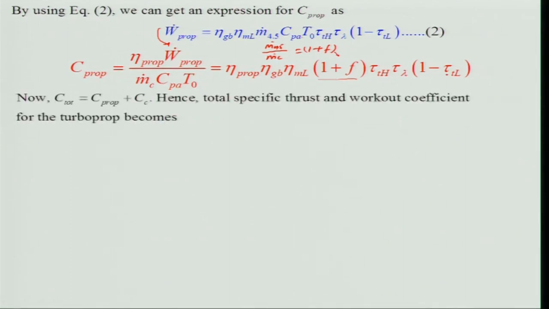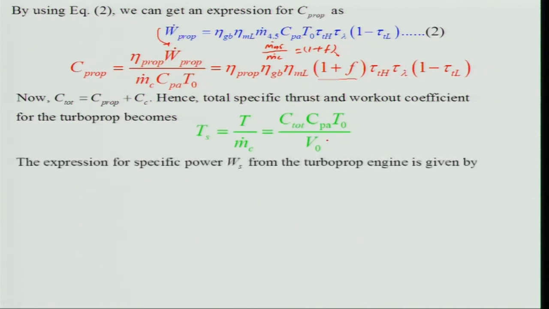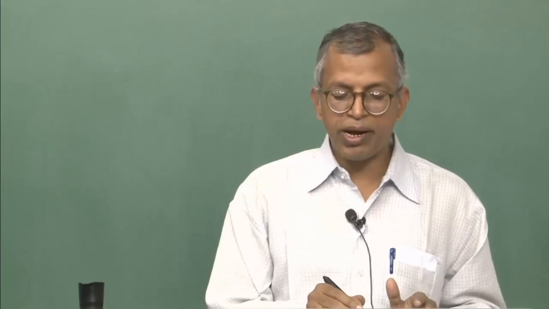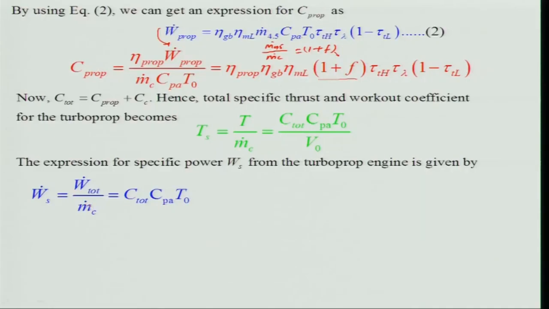Hence the total coefficient of power will be equal to C_prop plus C_c, and then the total specific thrust and work-out coefficient becomes TS equal to T divided by m dot c, and this is C_total CPA T0 divided by V0. The expression of specific power will be W dot total divided by m dot c. Keep in mind that in the case of a turboprop engine, we are always dividing by the mass flow rate of the core engine. So that is nothing but C_total CPA T0.